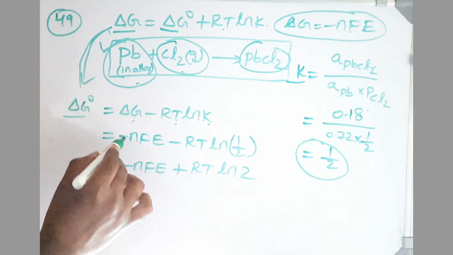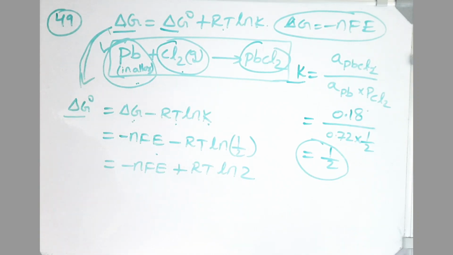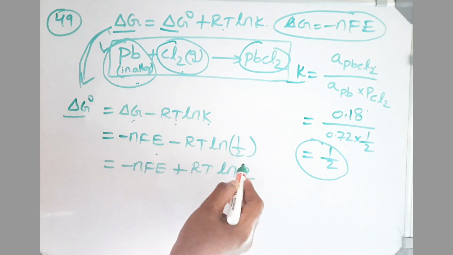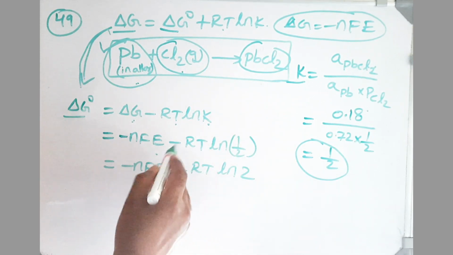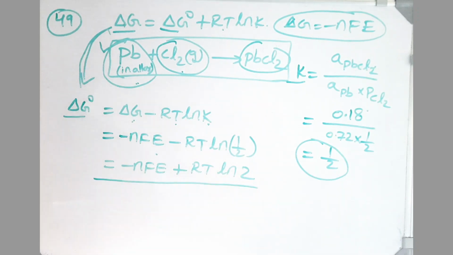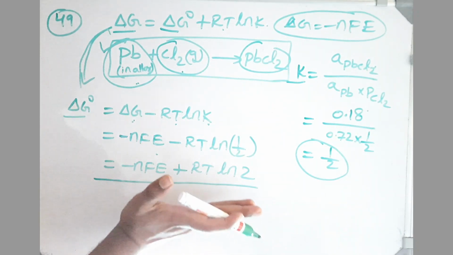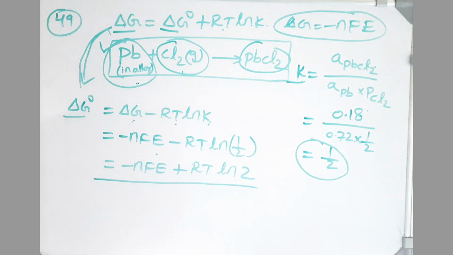Delta G is nothing but minus nFE. E is also given in the equation. So minus RT ln half. Ln of half we can write as minus ln 2. So minus and minus get cancelled. So this is our final equation, friends. Substituting the given values in this equation, we get our final answer.